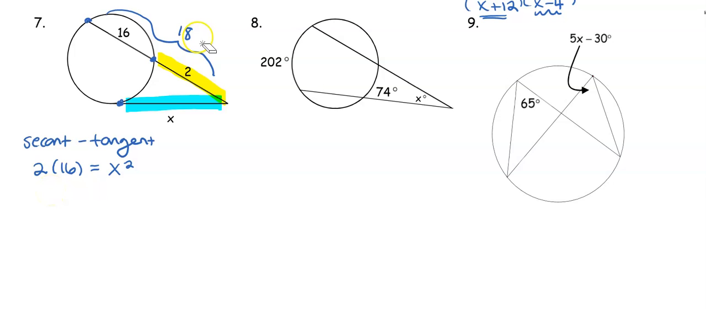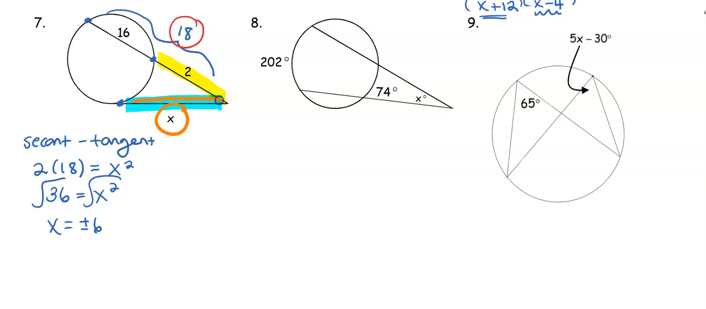Oops, look at that mistake I made. I wrote down 18 up here, but I accidentally wrote 16 here. Let's correct that real fast. So the outside of 2 times the whole of 18. So 2 times 18 is going to give me 36 equals x squared. We square root. Remember, that gives me plus or minus 6. But the same thing as last problem, this is representing the segment length. So x can't be a negative 6. So we have x is equal to a positive 6.